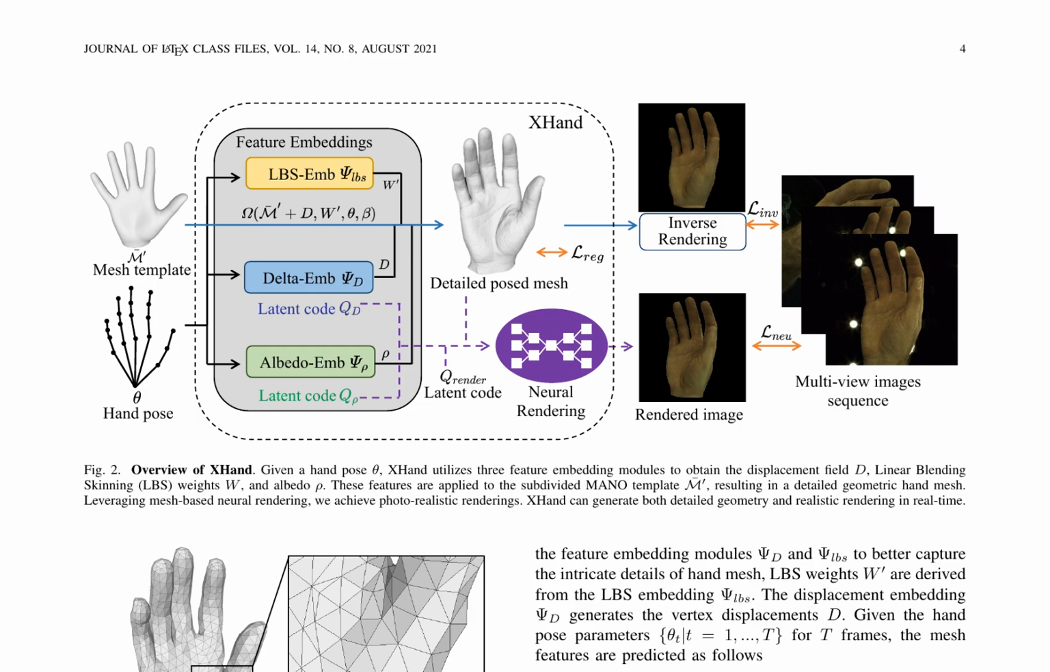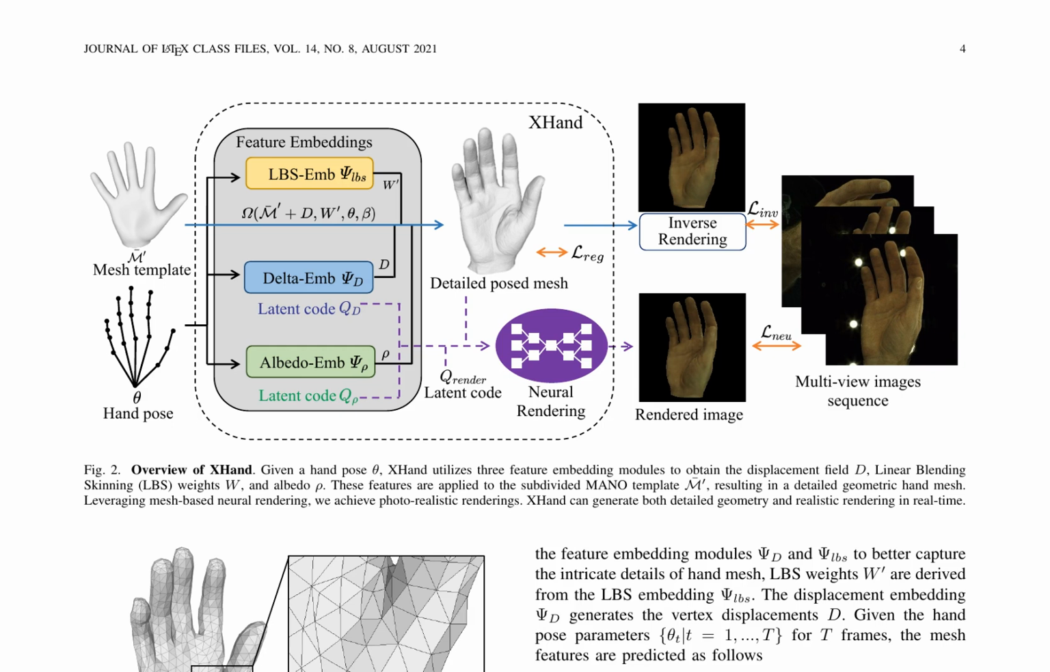The XHand framework is a novel approach to generating detailed geometric hand meshes and achieving photorealistic renderings in real time. This framework utilizes 3 feature embedding modules to obtain the displacement field, linear blending skinning, LBS, weights, and albedo. These features are applied to a subdivided MANO template, which is obtained through a subdivision function that extracts the high-resolution template mesh and LBS weights.